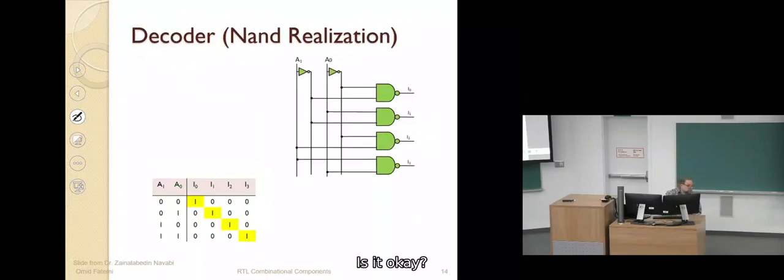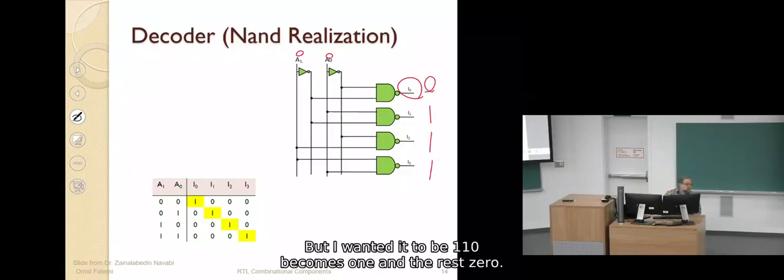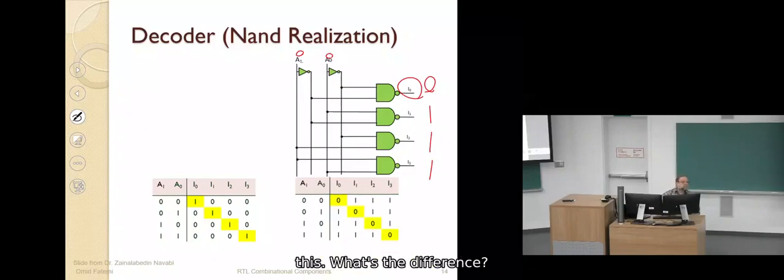Is it okay? You might say, no, it is not okay. When A0 is 0 and A1 is 0, then I0 becomes 0 and the rest becomes 1. But I wanted it to be 1. That one, the I0 becomes 1 and the rest 0. So I will tell you what's the difference. We wanted to decode. So we decode like that. We decode that like this.